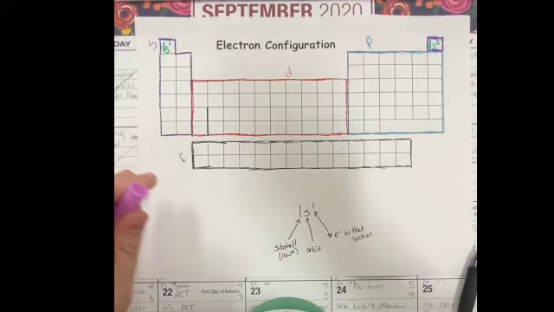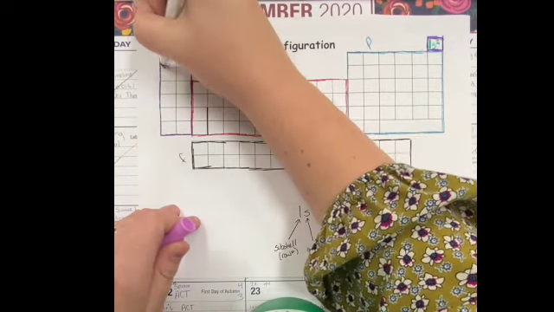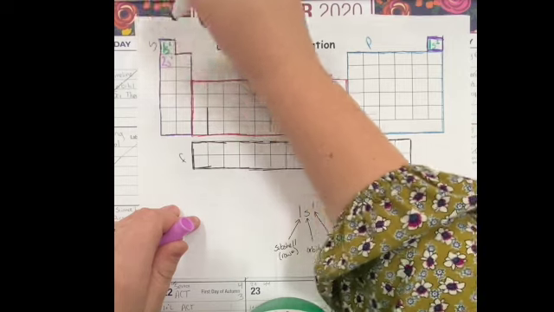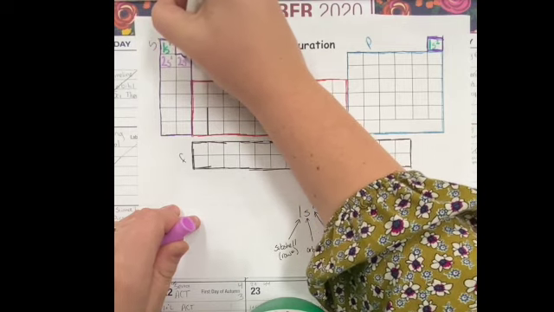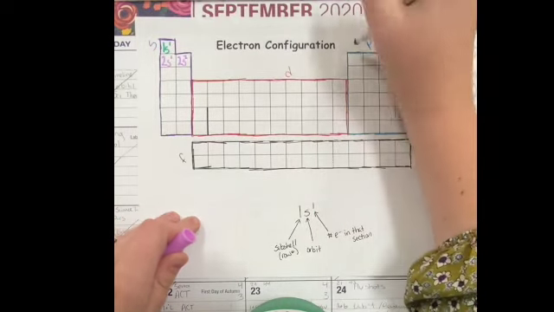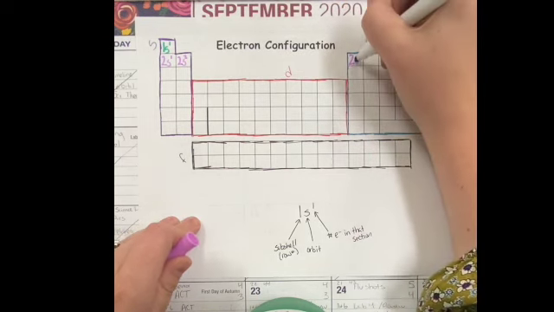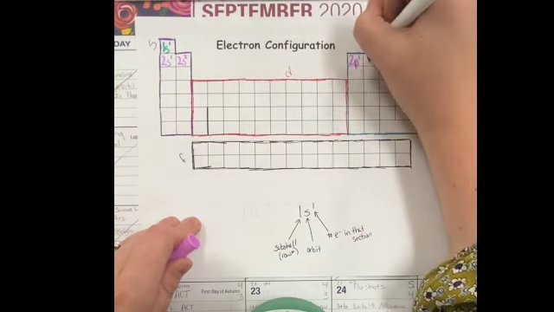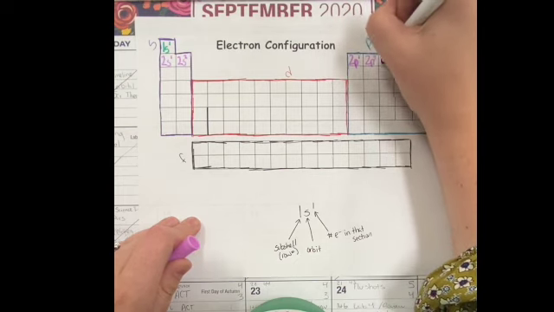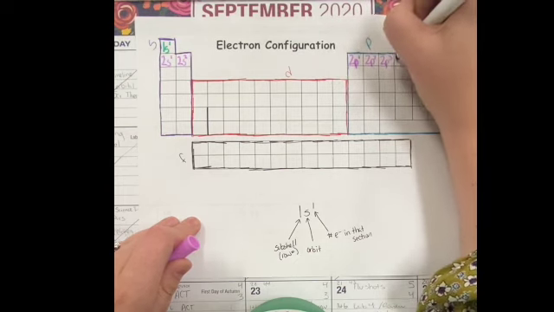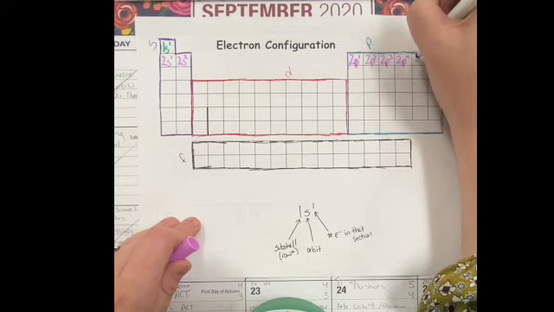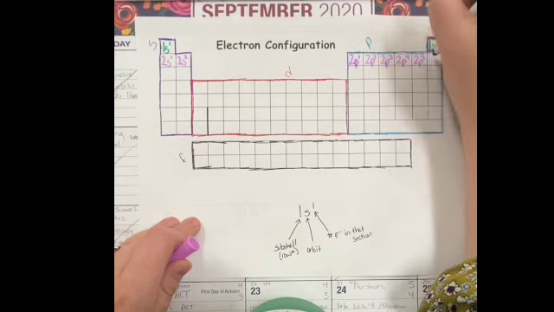Now I have my second color. We're in our second row, so that's going to be 2s1, and this one will be 2s2. So come over here. We're still the 2, but now we're in the P section, so that's going to be 2p1, 2p2, 2p3, 2p4, 2p5, 2p6.